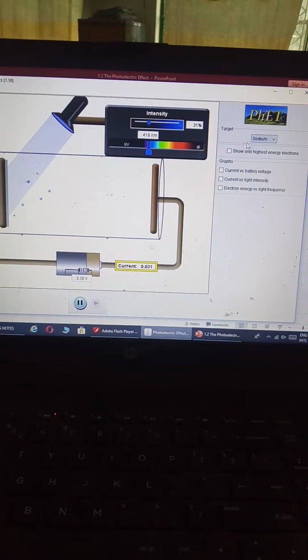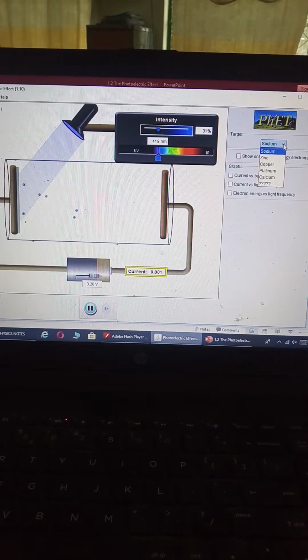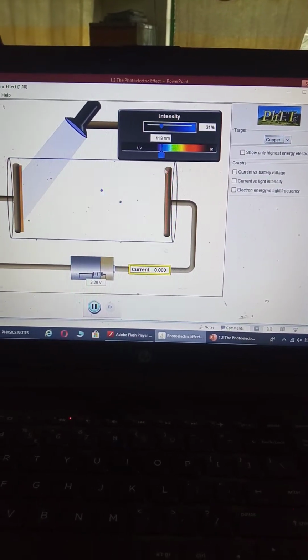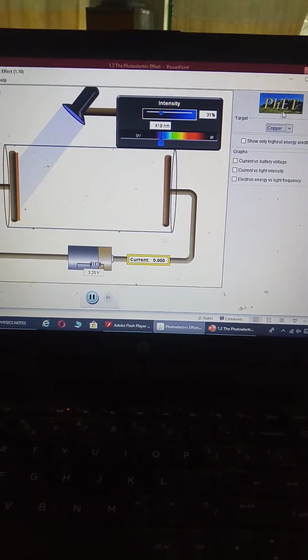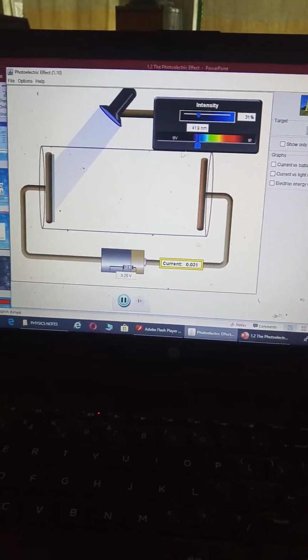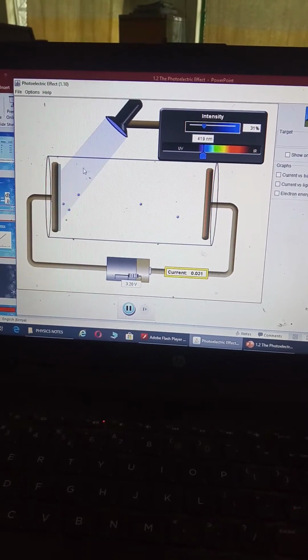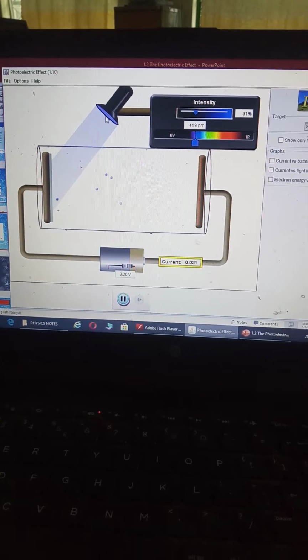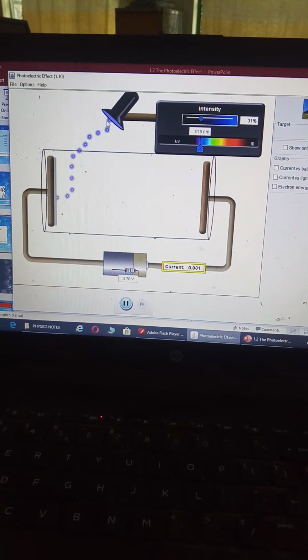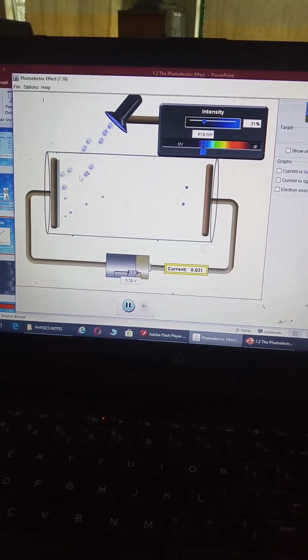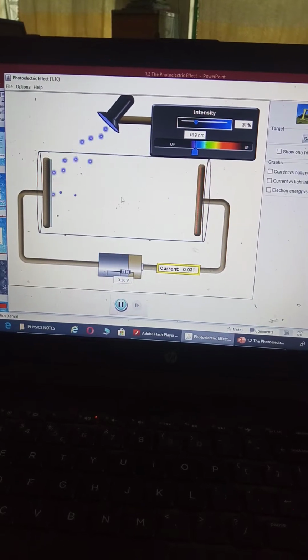Now, just go direct to what we were talking about. Look at that. If we change this one to copper, copper requires a lot of energy. Now we are saying that this incident radiation is in the form of photons. The energy is coming in the form of photons, and it knocks electrons so that they are ejected.